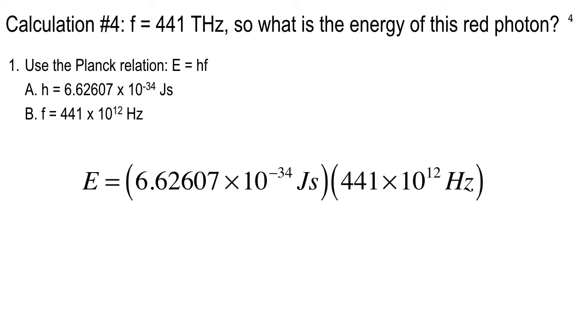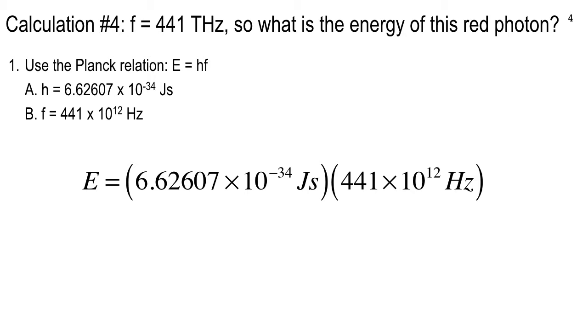And here's the plug-in. Okay, 6.62607. You could use 6.63 if you wanted to. Anyways, 10 to the minus 34, and then joule seconds. And then 441 times 10 to the 12. A terahertz, as you hopefully recall, is 10 to the 12 hertz. And a hertz is the same as a per second, cycle per second. So we're going to use that in just a second. Now, I'm going to show you the calculation as it lays out as if you were doing it on pencil and paper. All right, so if you know how to use your calculator, you can hit it right here.